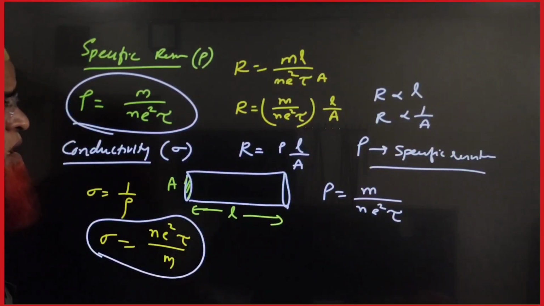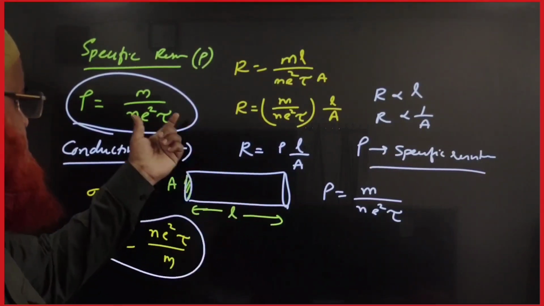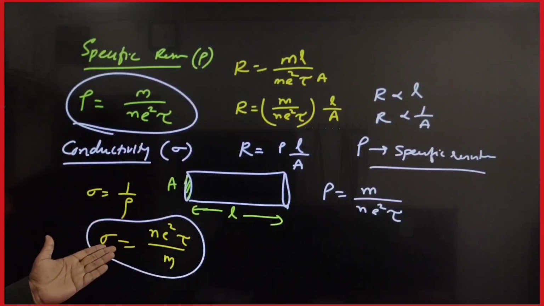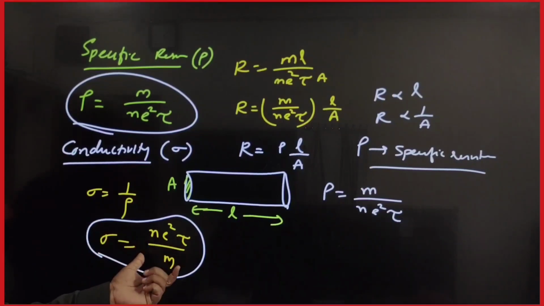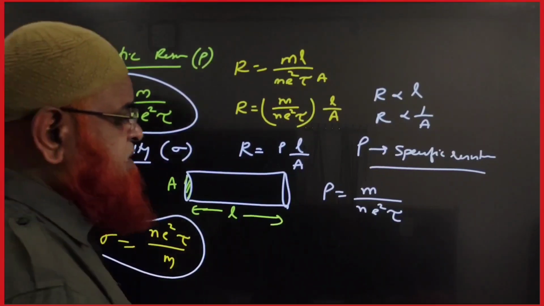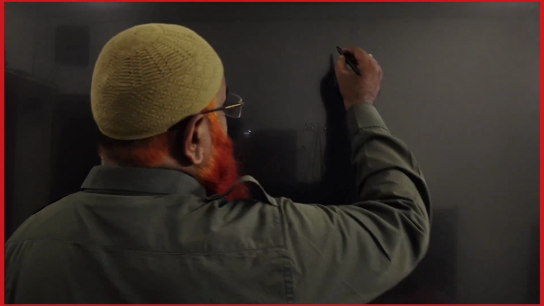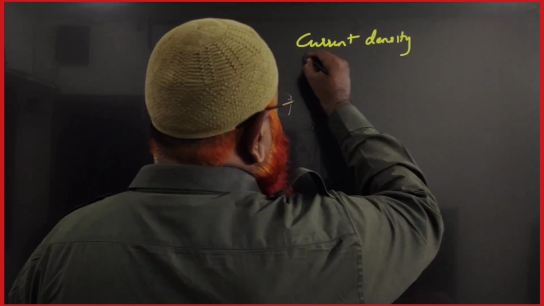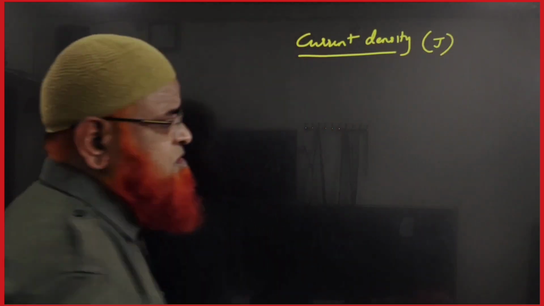That is rho. Another formula for rho we got. So rho is taken as m / (ne²τ). And again conductivity also we got the formula, ne²τ/m. Okay, these are all basics of your electricity. So we shall discuss one more concept, which is called current density, given by the letter J.